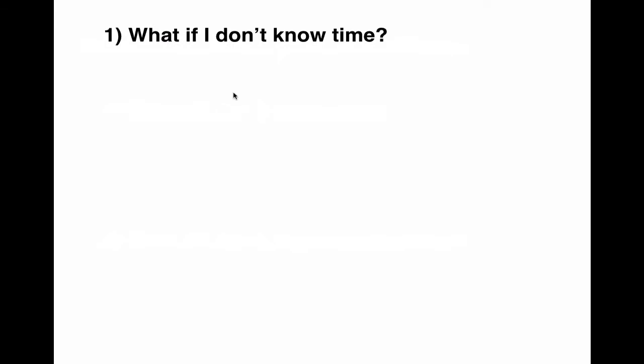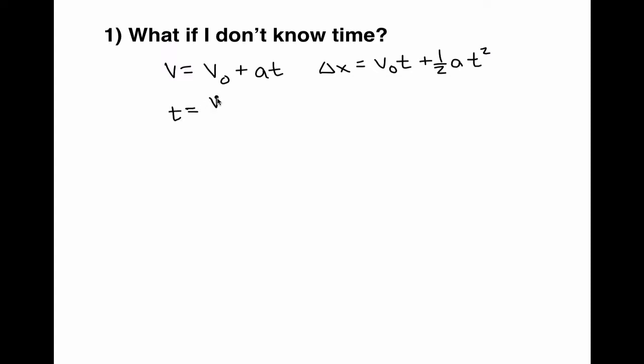What if I don't know time? Well, if I don't know time, there are some mathematical tricks I can do. That's rearrange some equations and solve for a particular variable of interest. We can take a look at the first two equations, and what I want to do is solve the first equation in terms of time. So I want to rearrange it and solve for time. And if I do that, time is equal to v minus v naught divided by acceleration.